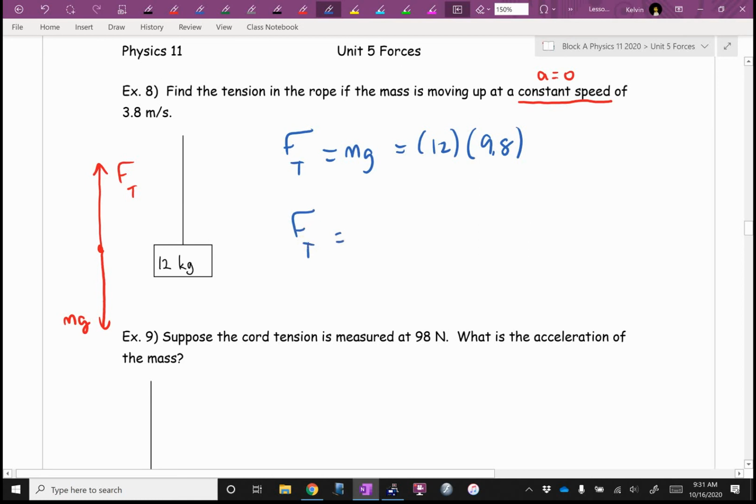So the tension in the rope is going to be 12 times 9.8. It's going to be 120, take away 2.4. 117.6, I think. I'm wrong? No. Oh, Deegan shook his head. Am I right? 117.6? $118 if you go to 3 sig figs. Okay.